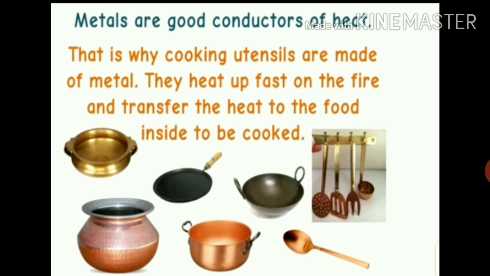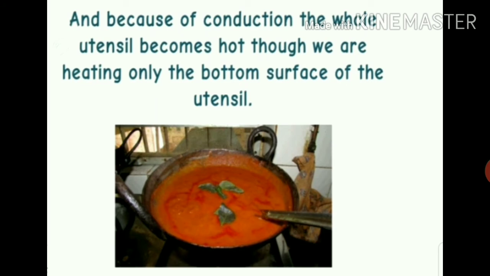Metals are good conductors of heat. That is why cooking utensils are made of metals. They heat up fast on the fire and transfer the heat to the food inside to be cooked. And because of conduction, the whole utensil becomes hot, though we are heating only the bottom surface of the utensil.